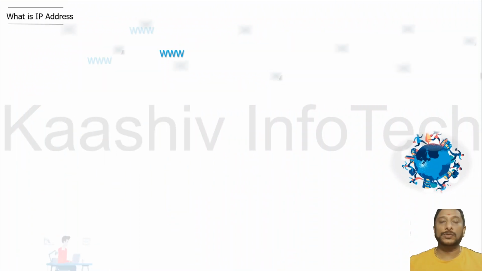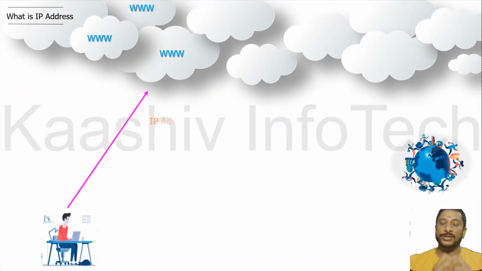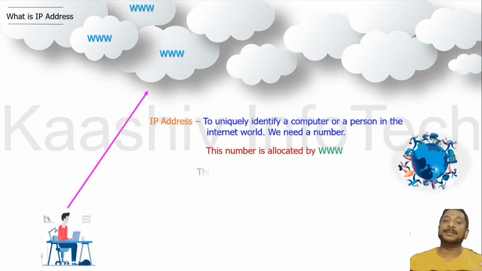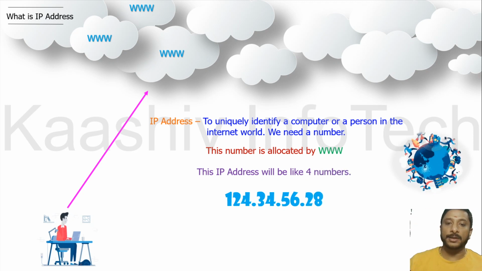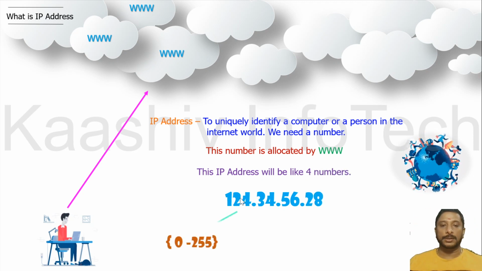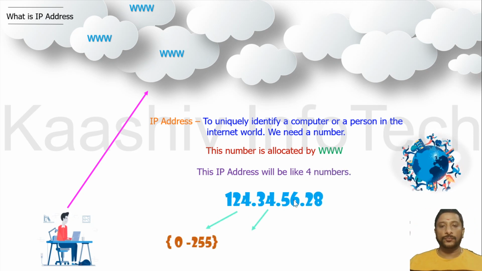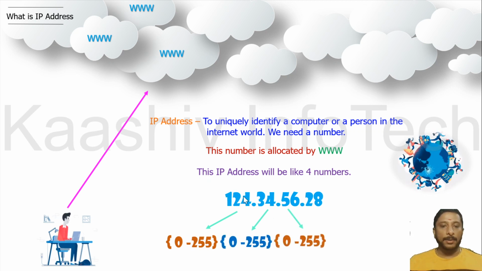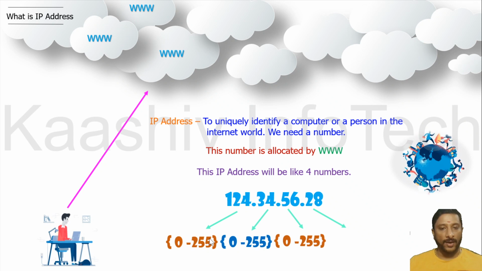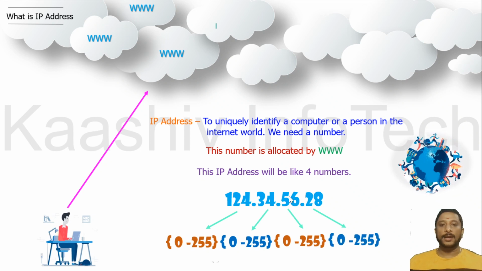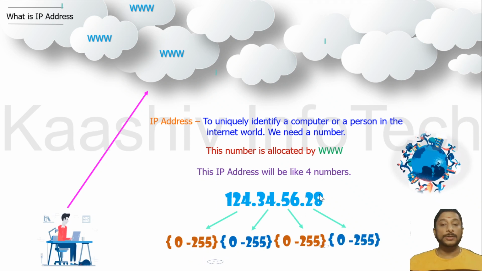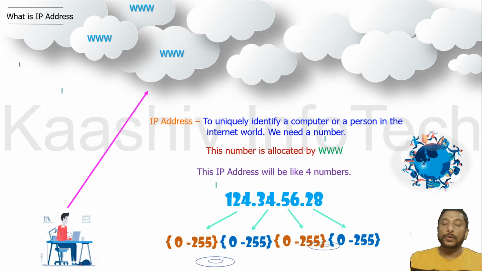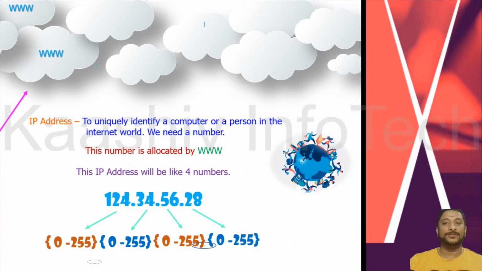So consider a user connecting to the internet. If he's connecting to the internet, we need an IP address. An IP address is nothing but a four-part number like this: 124, 34, 56, 20. Any numbers, all four numbers. Each number ranges from 0 to 255, 0 to 255, 0 to 255, and 0 to 255. This is a unique number which is given to you when you connect to the internet world.